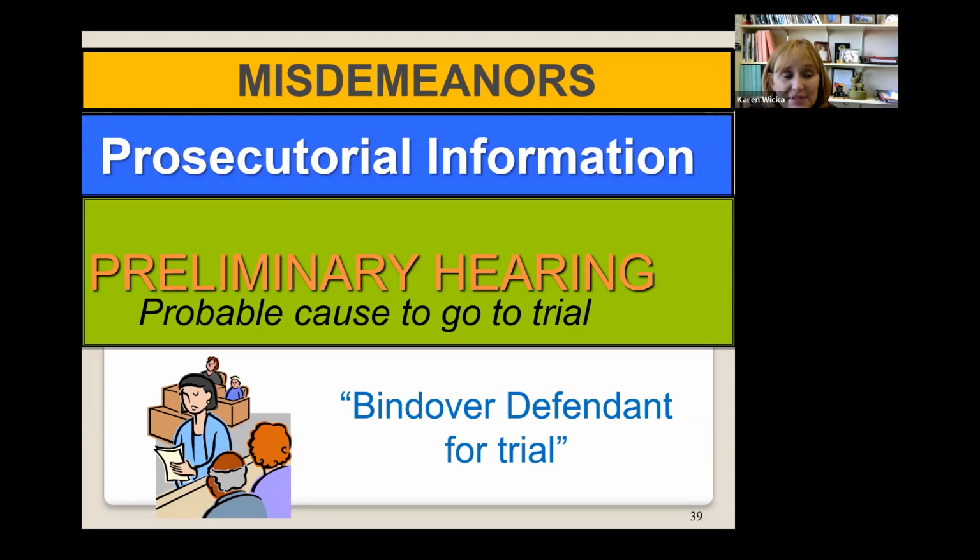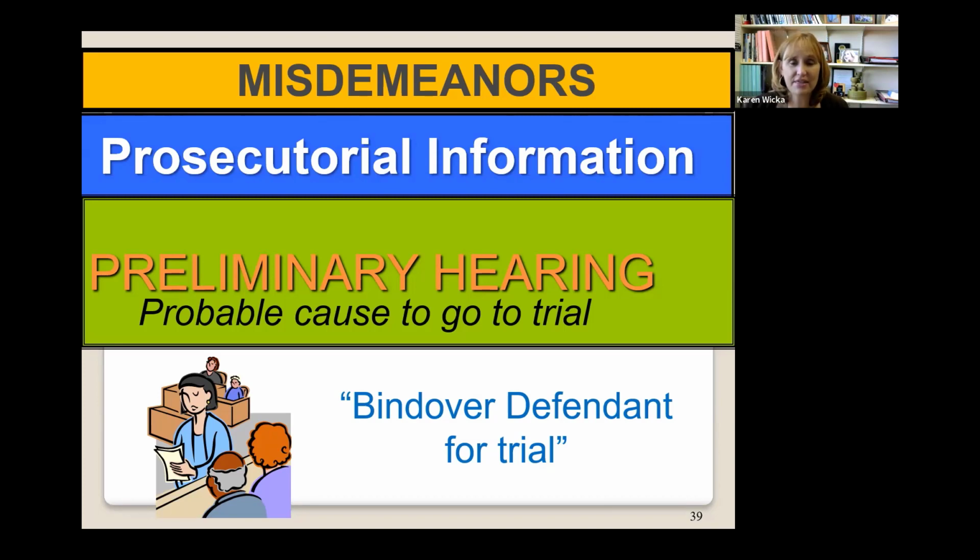So a lot of times it's sort of a preview to the defendant because the prosecutor has to show their hand. They have to show evidence that they have to convince the judge that there's enough evidence to move forward with these misdemeanor charges. If the judge decides there is enough evidence to move forward to the trial, then that's called binding the defendant over for trial.